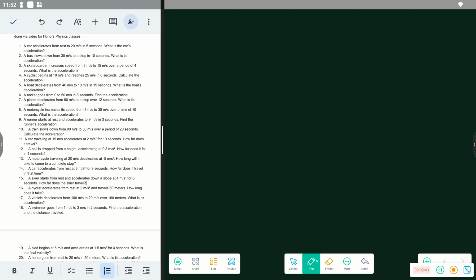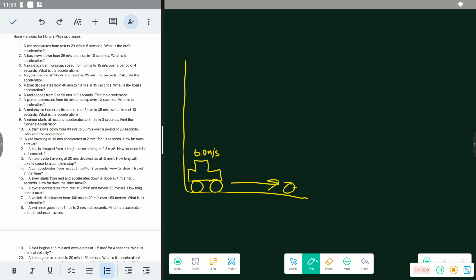Okay. So a car accelerates from rest to 20 meters per second in 5 seconds. What's the car's acceleration? So you're going to draw your chart. Your diagram first, right? Draw your diagram. Here we go. Here's my artistic ability, all on display. This is 0.0 meters per second, and then it's moving in the positive direction, and it finishes at 20 meters per second.